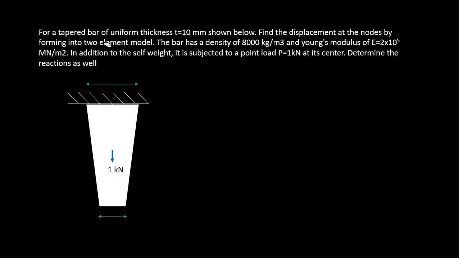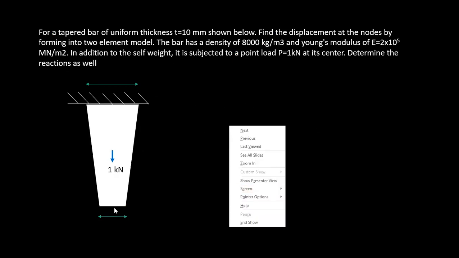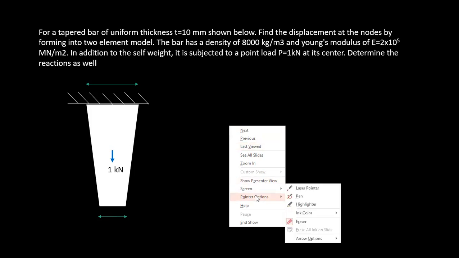The displacement at the nodes, forming into two elements. The bar has a given density and Young's modulus, and in addition to self weight, it is subject to a point load P at its center. So determine the reactions as well. This is a 1D case, so only one reaction will be there. If you know the density, weight and the 1 kilonewton load, you can straight away know the reaction. That's simple, right? You need not use finite element, but I'm showing you how these methods are applicable, because when things get complex, you can't use manual methods. And I will write it here.